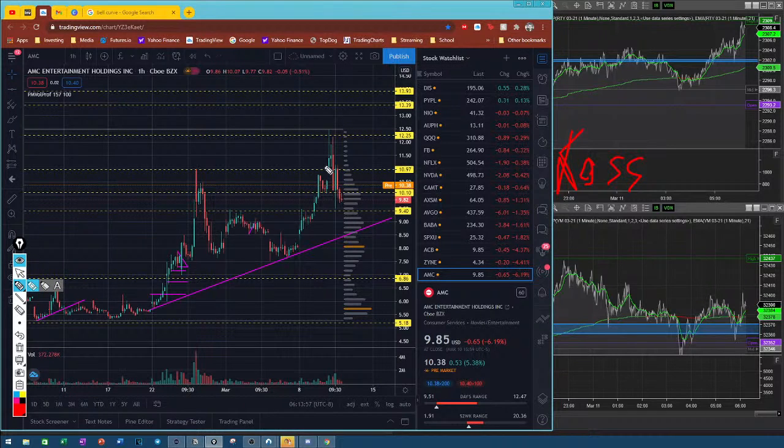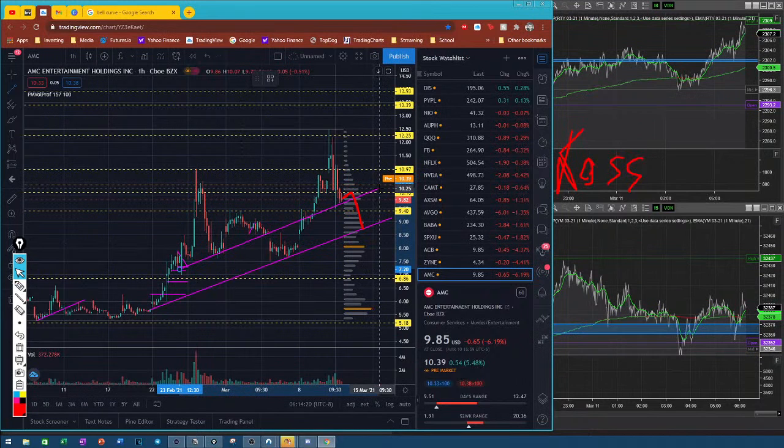Okay, so the only thing I don't care for so much is the fact that we haven't come back and retested this trend line yet. So that's the only thing that has me a little bit cautious. That being said, this structure looks pretty good. I think this is probably a two-tiered channel here, so it definitely could hold.